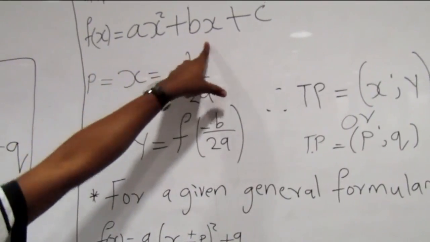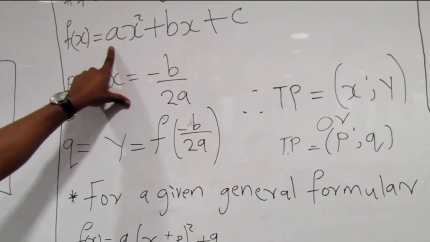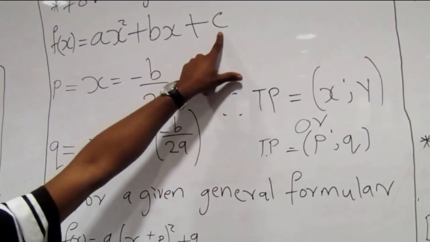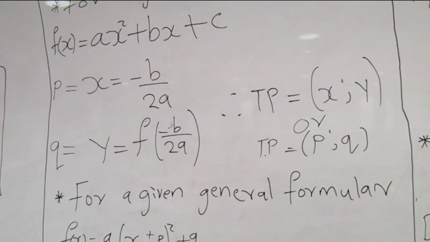Here our a can be 1, 2, 3, our b can be 2, 4, 5, 6, and our c can also be 8, 9, 10, 11, 12, and so on.